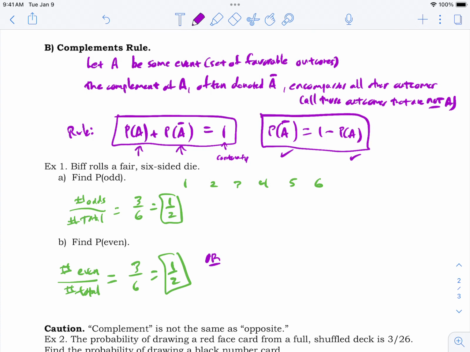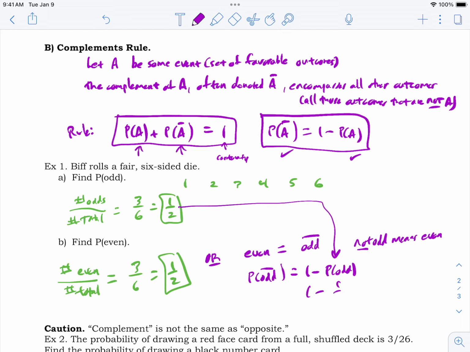So I'm going to put here, with a new color, back to purple: or if you want to use complements, you could reason this way. Getting an even number is the complement of getting an odd number. In other words, if it's not odd, it has to be even. They're complements. Not odd means even. The complement means put the word not in front, basically. So I can say the probability of odd complement is 1 minus the probability of odd, which comes from there. So it's 1 minus 1/2, which of course is 1/2. Of course you get the same result, but I just want to illustrate the use of this rule here.